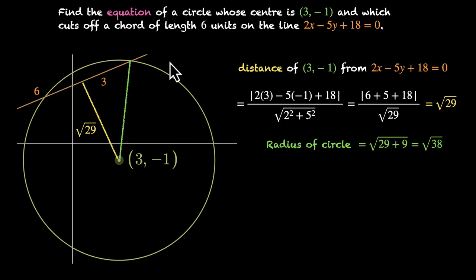Now we have all the missing pieces. We can get the equation. That's going to be (x - 3) squared + (y + 1) squared = r square. Since r is root 38, r square is going to be just 38. And this becomes the equation of our circle.